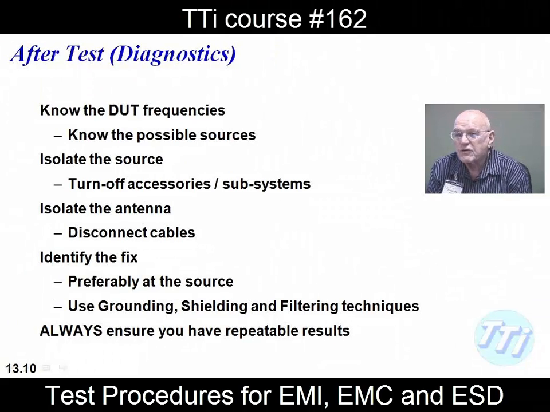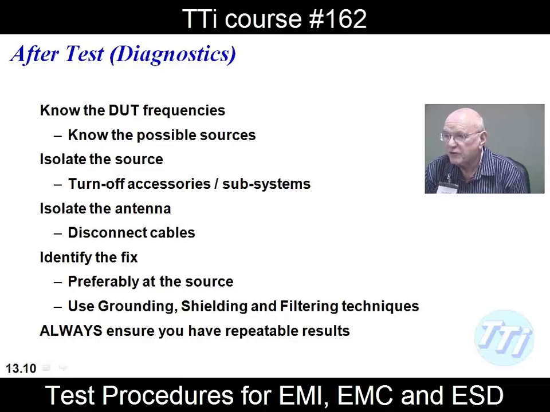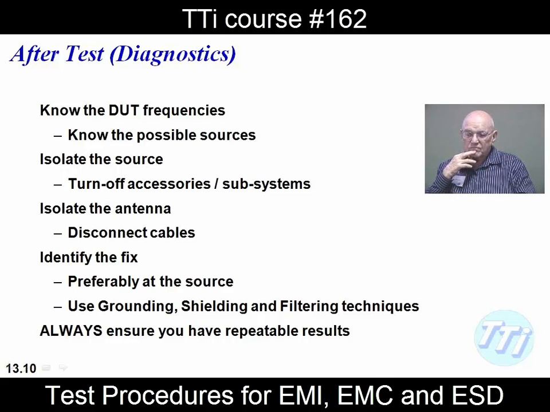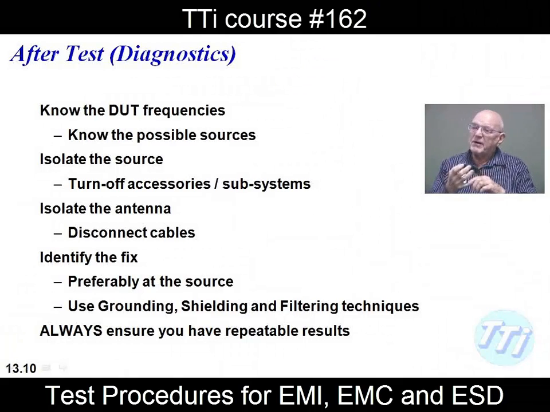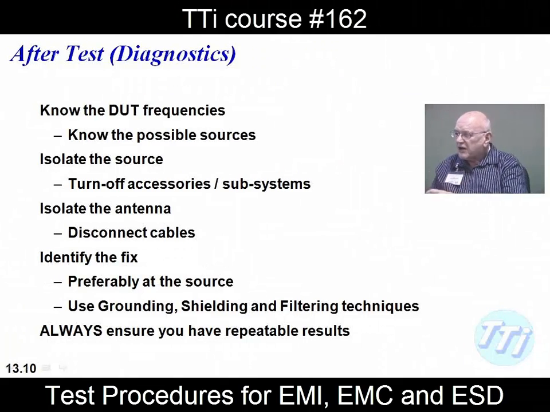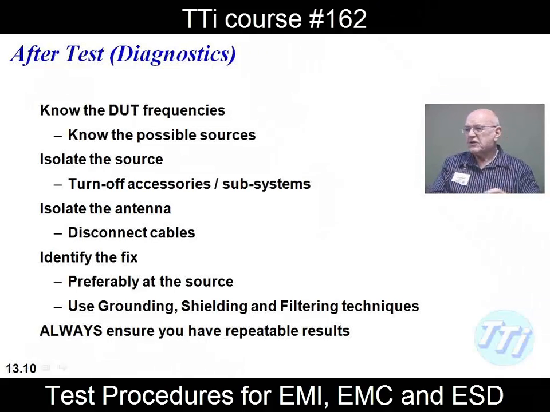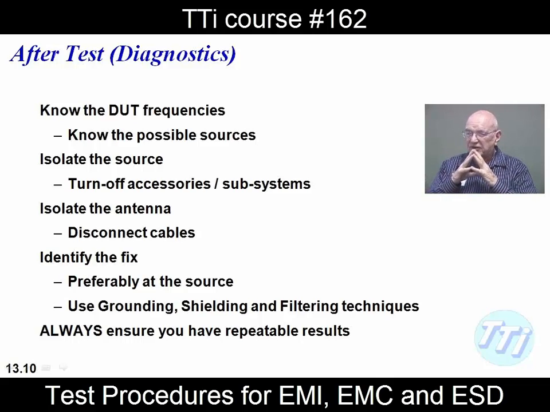And so when you isolate sources, you tend to turn off accessories and other subsystems you're not using. Of course, if it disappears when you do that, guess what? Your problem isn't necessarily your unit. So it helps you figure out where the problem is. Now, when it says isolate antenna, what we're talking about here is that parts, components, wires, traces, all these can become antennas. They look like antennas and things of that nature. Okay? And so therefore, you're looking where that happens.